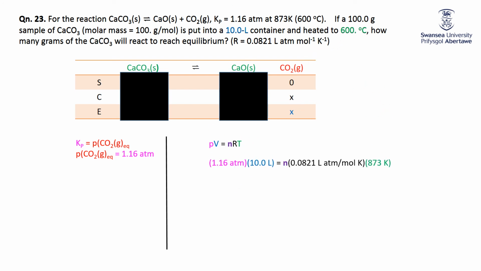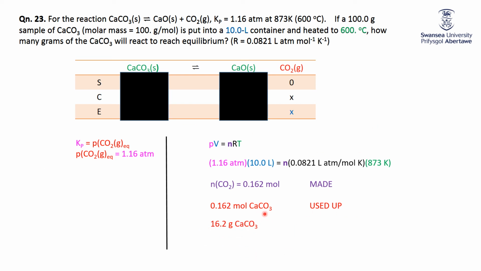So applying all our knowledge of gases, pressure 1.16 atmospheres, volume 10 litres, n we don't know, R because we've got litre atmospheres, 0.0821 litre atmospheres per mole Kelvin, and temperature 600 plus 273, 873. Work all that out and we get that there are 0.162 moles of CO2 made. Now if there's 0.162 moles of CO2 made, there will be 0.162 moles of CaCO3 used up.